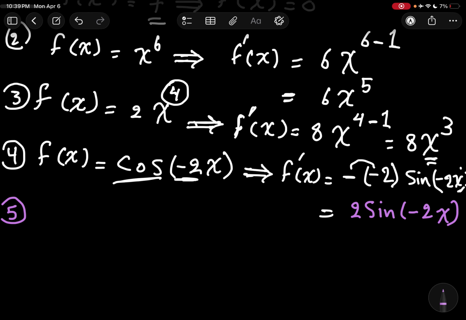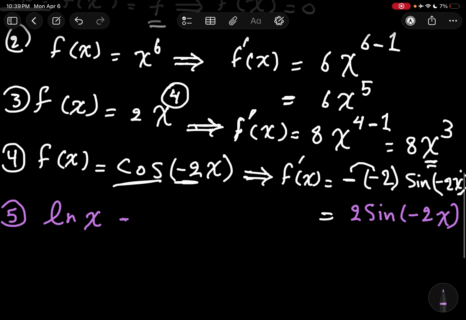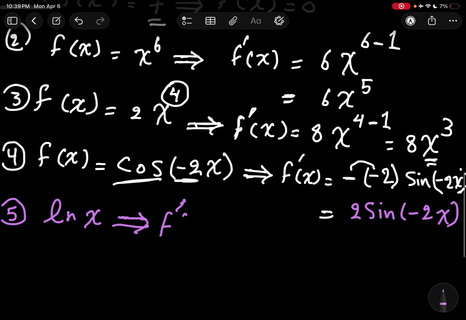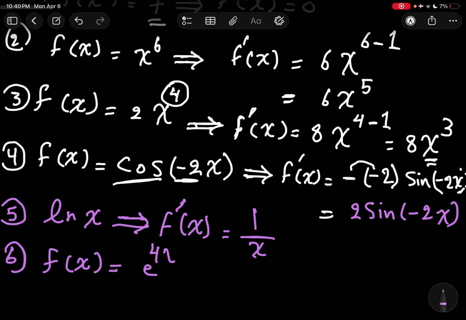And fifth example, ln x. So how can I find the derivative of ln x? F prime of x equals 1/x. And we have sixth example, f of x equal e to the power 4x, the exponent. So f prime of x equals 4e to the power 4x. We put the coefficient of the variable down, and then we write the exponential with the exponent.